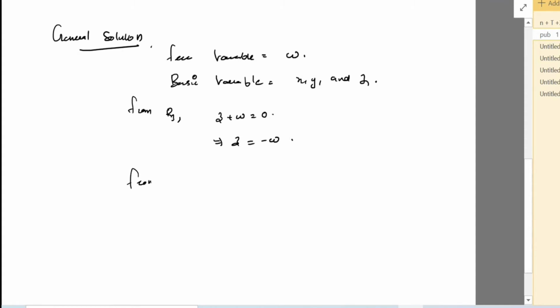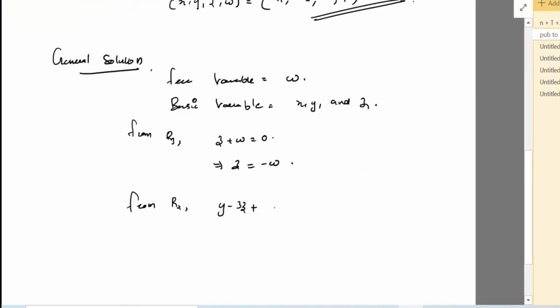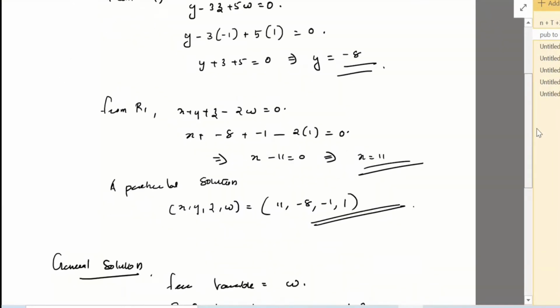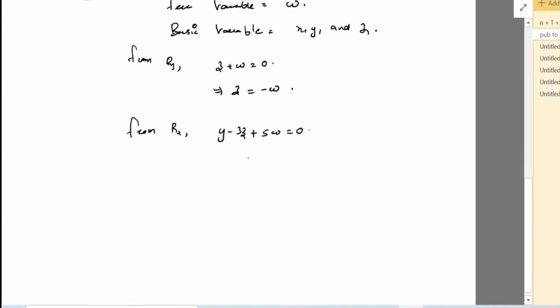So we will move on to R2. From R2, the equation corresponding to R2 is y minus 3z plus 5w equal to 0. So y equal to 3z minus 5w, and we know z is minus w. So 3 into minus w minus 5w, that is equal to minus 3w minus 5w, which is equal to minus 8w. So we got the value of y.